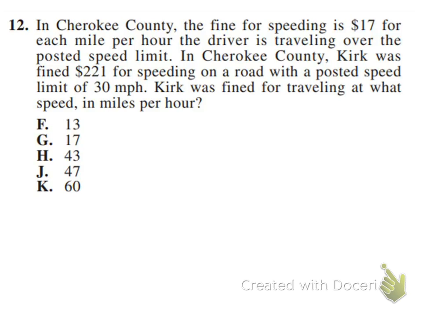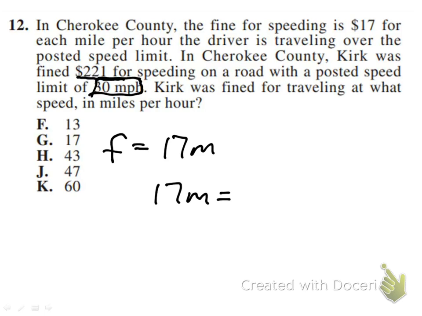In Cherokee County, the fine for speeding is $17 for each mile, right? $17 for each mile over the speed limit. That's 17M. I'm going to go ahead and write that down. In Cherokee County, Kirk was fined $221 for speeding on a road with a posted speed of 30 miles per hour. Okay, if the fine is equal to $17 for each mile, what was Kirk's fine? $221, correct?